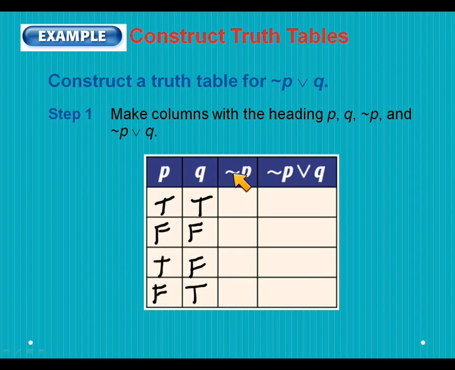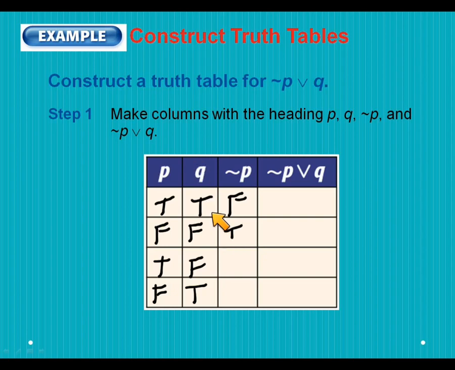Now let's move to the next column because I want to find out what not P is. So if I'm looking right here, if P is true, what is not P, or the negation of P? True or false? It would be false, right? Because if P is true, not P would be false. All right, here I'm looking. If P is false, not P would be true.